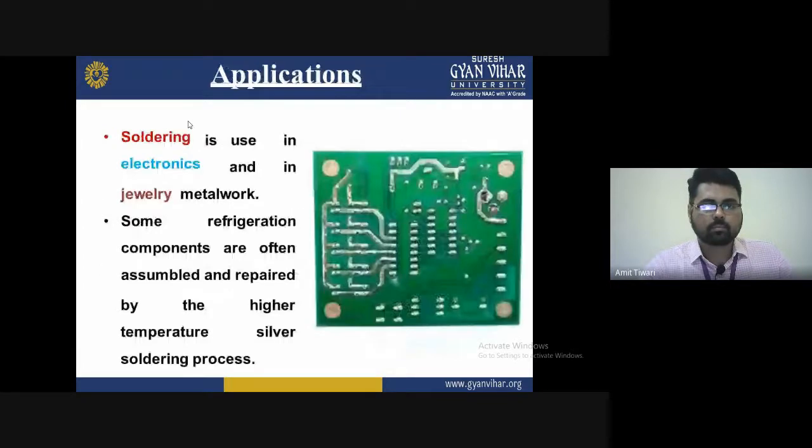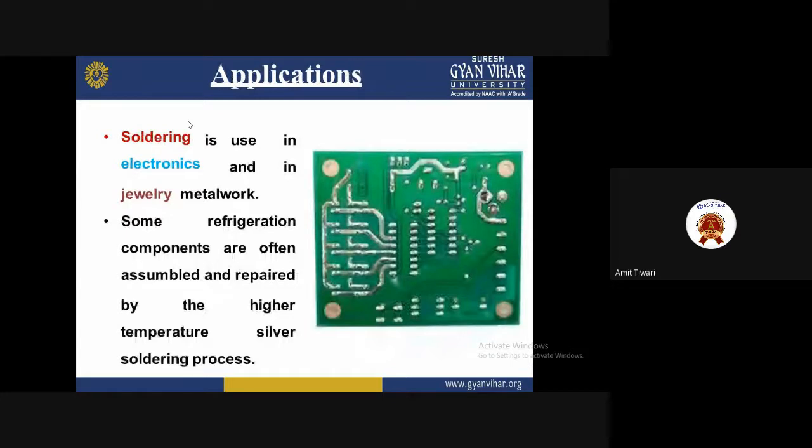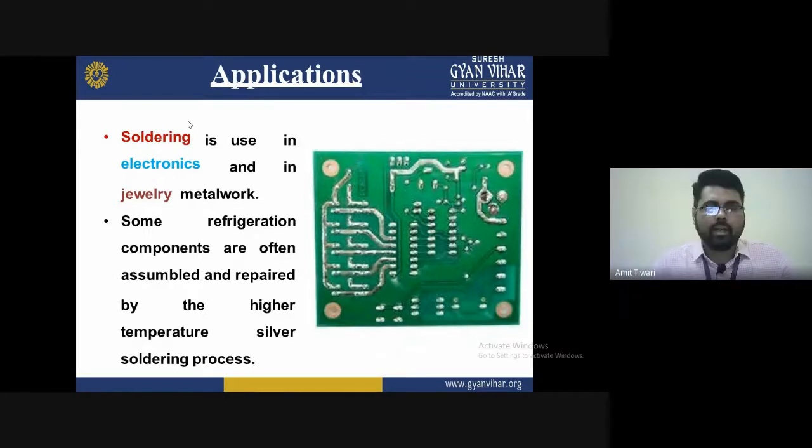The applications of soldering are as follows. Soldering is used in electronics and in jewelry metalwork. Some refrigeration components are also assembled and repaired by the higher temperature silver soldering processes. You can see in this diagram that these are all applications of soldering.